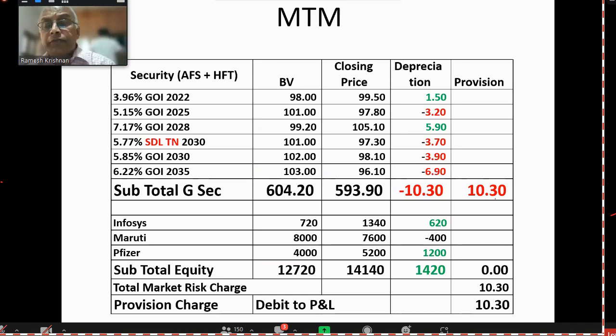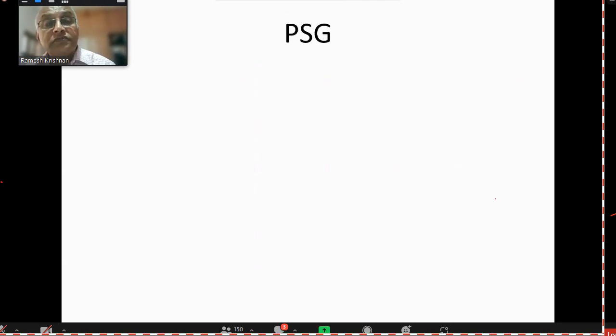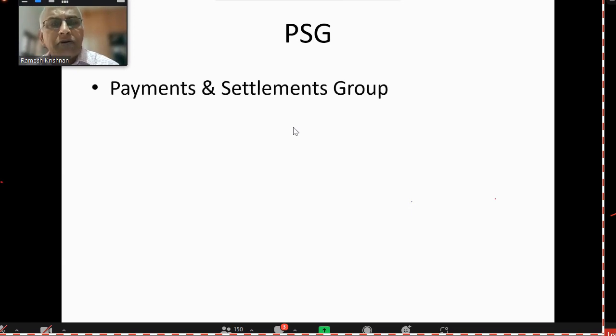Good. Very good. So this is how your categorization and the treatment or incidence of depreciation on each category reflects in your P&L. Good. Now, about 2-3 slides on the payment and settlement group and the mechanisms. You will be covering this more in your retail banking paper also, if some of you are taking that paper, about your payment products and UPI and all. But I will cover that.